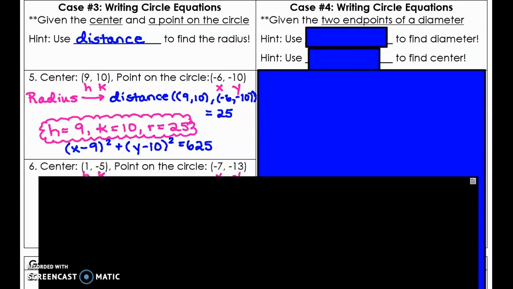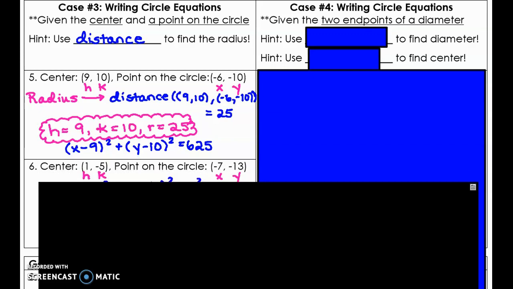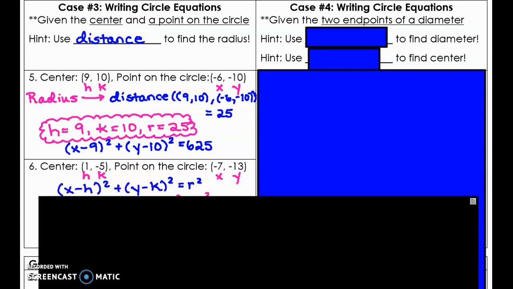Let's go ahead and do another example to help us out. Here we go. In this problem number 6, I'm given the center as (1, -5), h, k, and my point on the circle is (-7, -13), x, y. So I'm going to not use Desmos for this one, just to show you yet another way to solve this. Here we go. I take my standard form of the equation of a circle. Here's what it is. We've been using it all along.